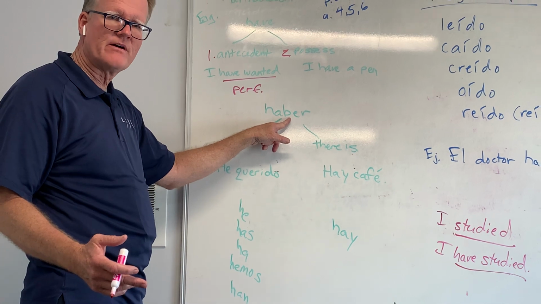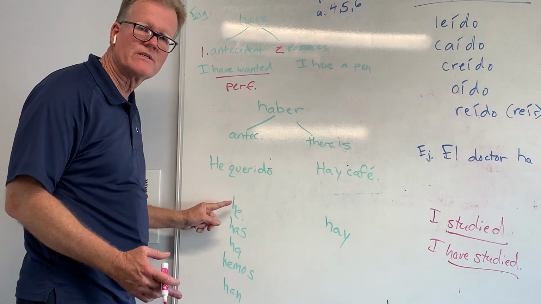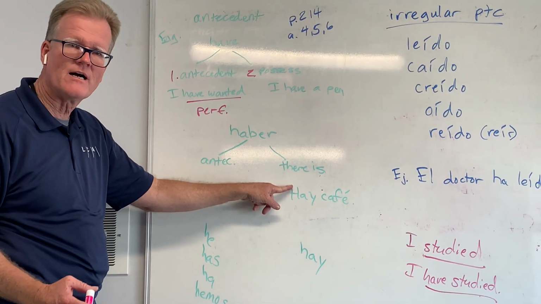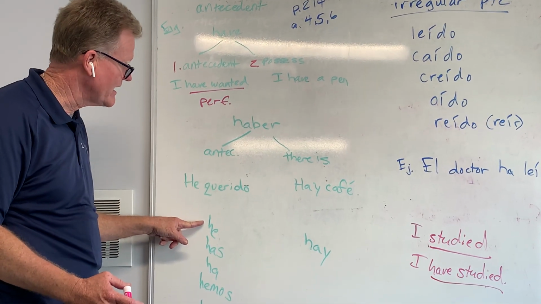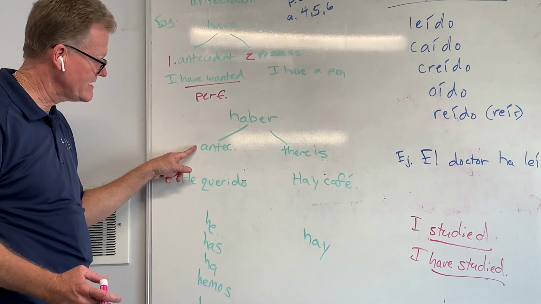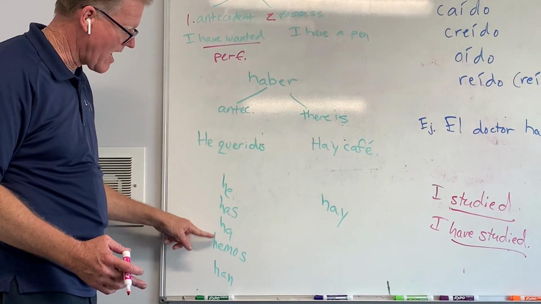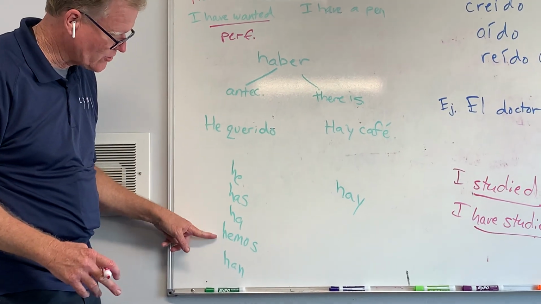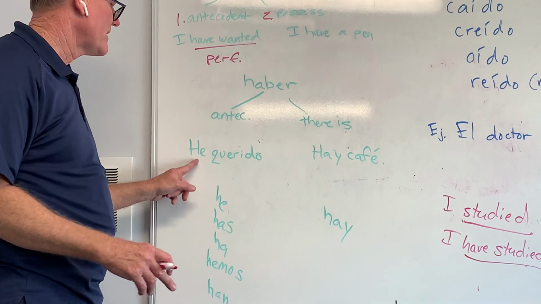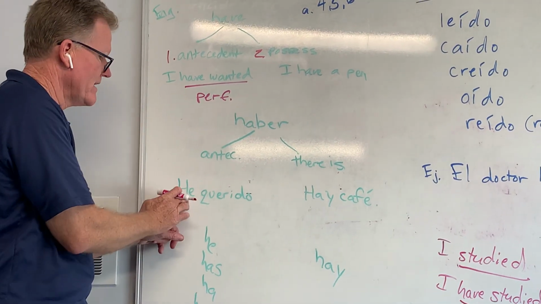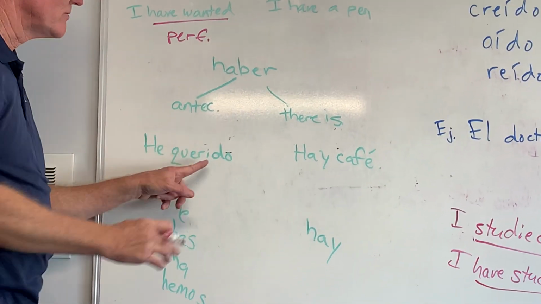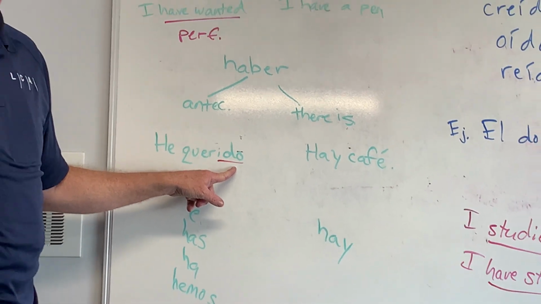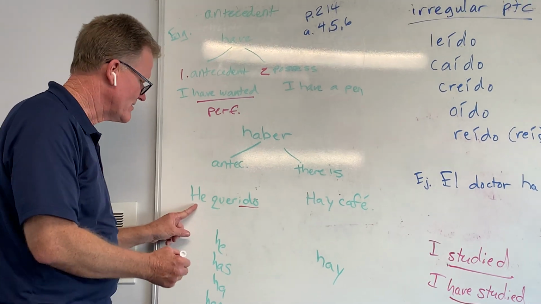But the other job of haber, and it has different conjugations, this is where it gets strange. This is the present tense for one job, and this is the present tense conjugation for the other job as an antecedent. So he, has, ha, hemos, han corresponds to yo, tú, él, nosotros, ellos. So we have, for example, translated, I have wanted, he querido. So we recognize ido. We're like, oh, that's a participle, man. I recognize it because it ends in ido. And so this is the antecedent.